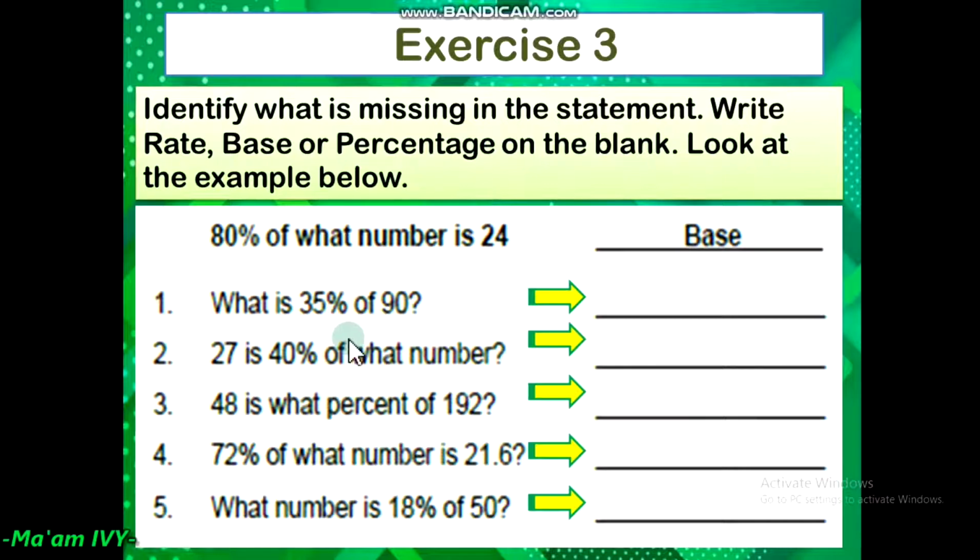So you are going to answer 1 up to 5. For number 1, what is 35% of 90? 35% is our rate and 90 is your base. So what is missing, kids? You are going to write your answer on the lines after each number. Good luck, kids, for your exercises.